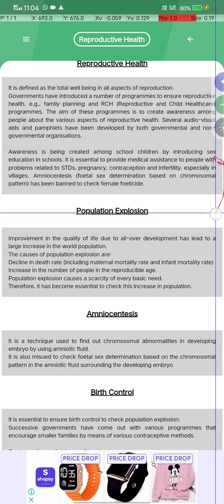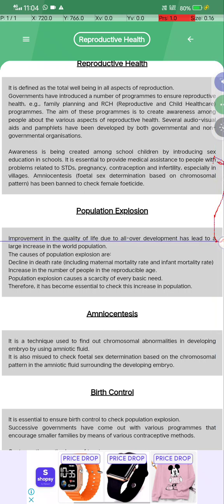female infanticide. Population explosion: improvement in the quality of life due to overall development has led to a large increase in the world population. The causes of population explosion are a decline in the death rate, including maternal mortality and infant mortality rate, and an increase in the number of people in the reproductive age. Population explosion causes a scarcity of every basic need. Therefore it has become essential to check this increased population.